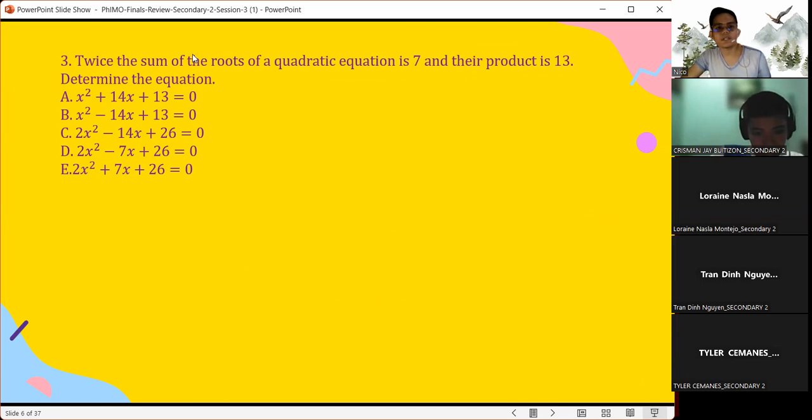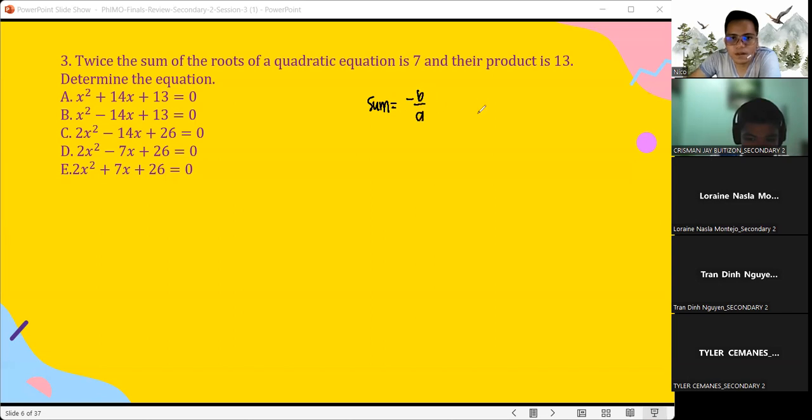The sum of the roots of a quadratic equation is 7 and their product is 13. Determine the equation. This is very easy because we are already given the sum and product. What do we do if it's given like product and sum? We use Vieta's formula. So the sum of roots would be negative b over a, while the product would be c over a. So the sum of roots is 7.